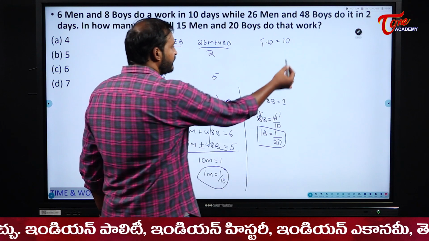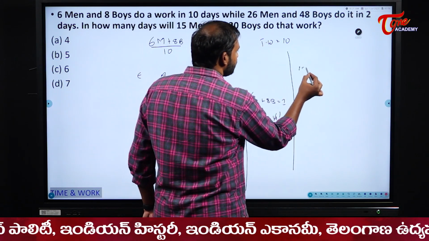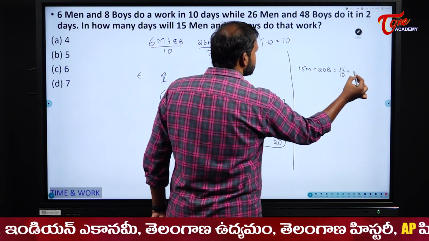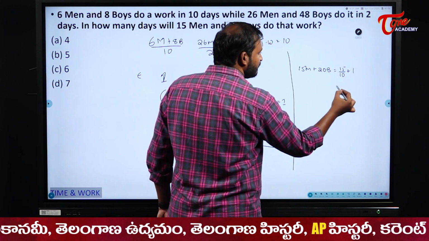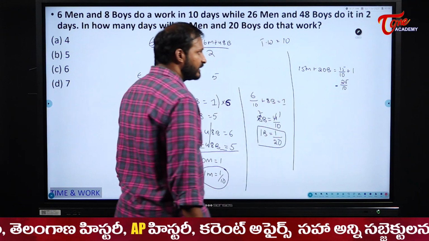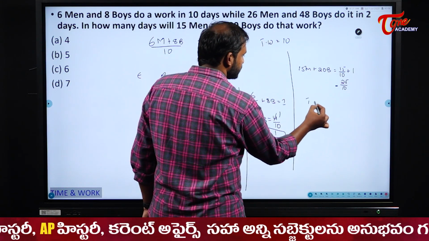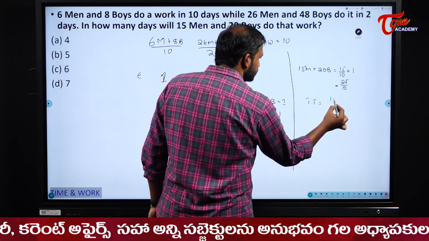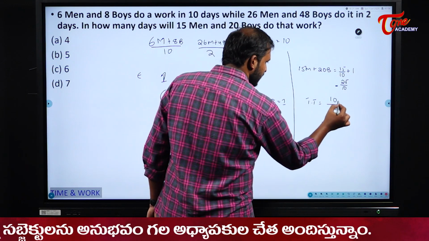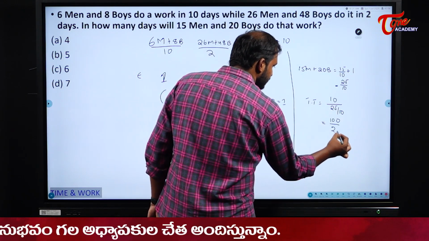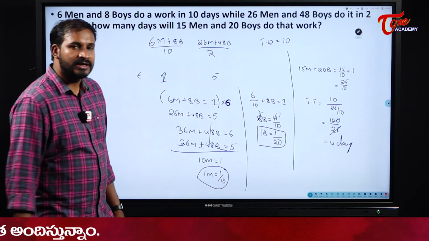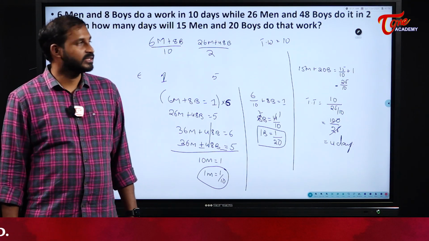Now they are asking us 15 men and 20 boys. So 15 men and 20 boys efficiency will become what here? Tell me. 15 by 10 plus 20 by 20, it becomes what? 1. Anyway, this becomes what students here? 25 by 10. Now, time taken is equal to what it becomes? Total work is 1, so 1 by 25 by 10. Okay, 10 tens are, it becomes 100. 100 by 25, this will become what? 4 days. That means 15 men and 20 boys can do the job in 4 days.